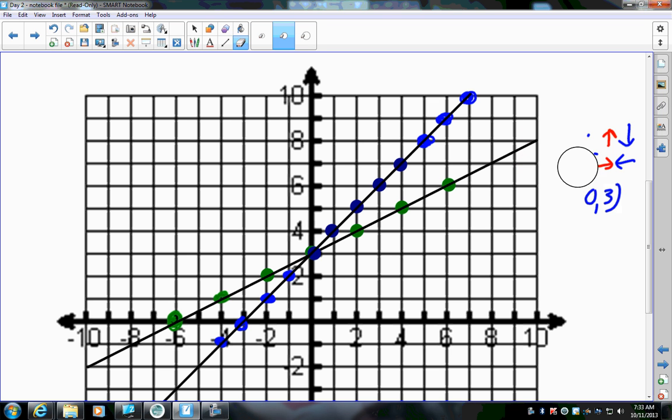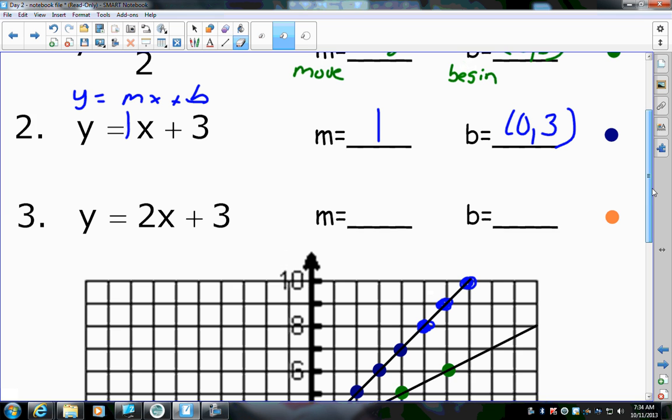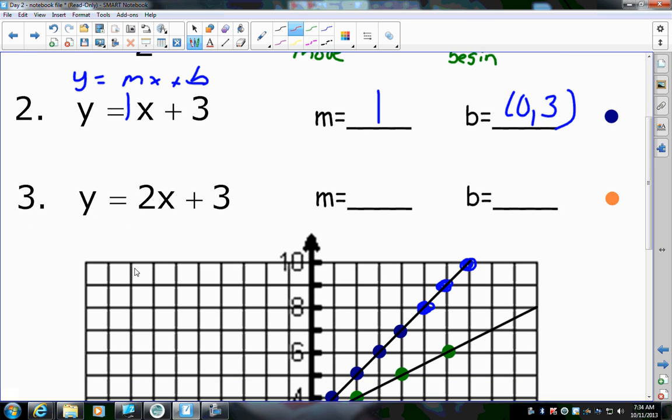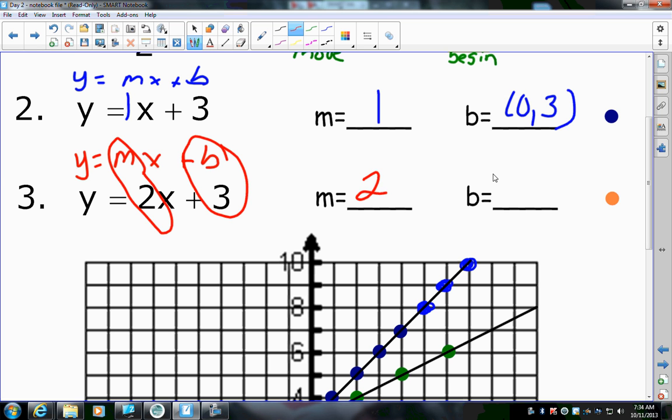All right, the third line we need to graph. Let's see what color. Orange on y'all's, I'm going to use red. Y equals mx plus b. M, the slope right here, is 2. B, the y-intercept again, is 0.3.